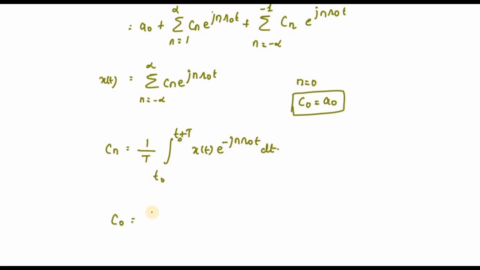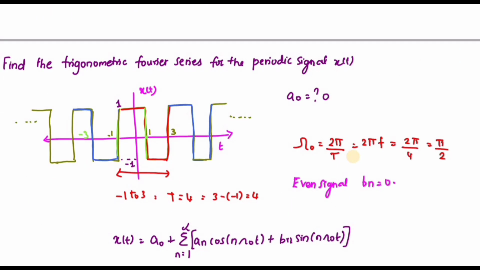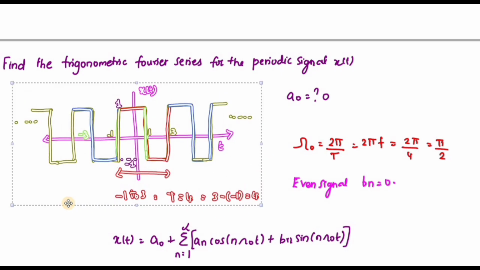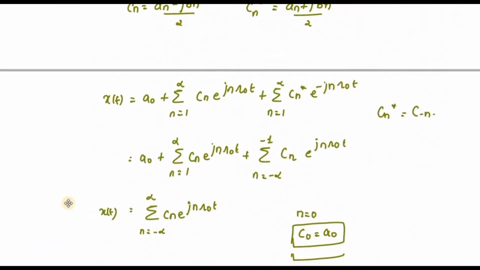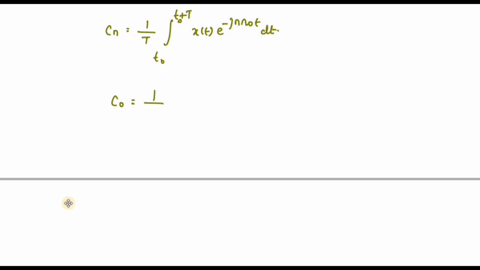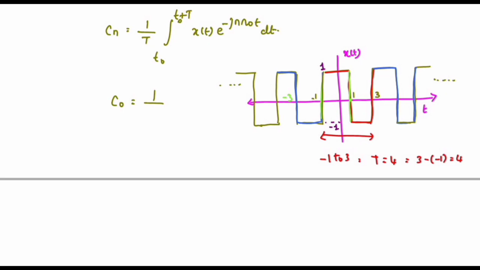So c naught is equal to 1 divided by T. In the previous problem I have taken T is equal to 4, right? So this is a question. Just copy this question. For this one we are going to find the Fourier series coefficient. So that is my question. Okay, so this is my question, right? I already obtained the value for a naught, that is 0.